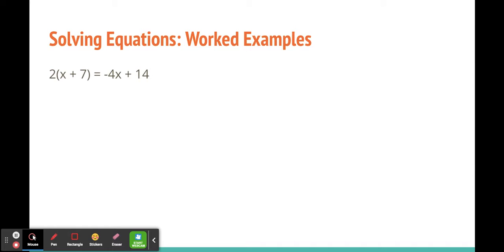Our second problem has distributive property on the left. So you could start by dividing both sides by 2, or you could start by using the distributive property to rewrite the left side. I chose to distribute to rewrite the left side. That leaves us with 2x plus 14 on the left. The right side is unchanged, minus 4x plus 14. I haven't changed anything in this equation yet. I just rewrote one side.